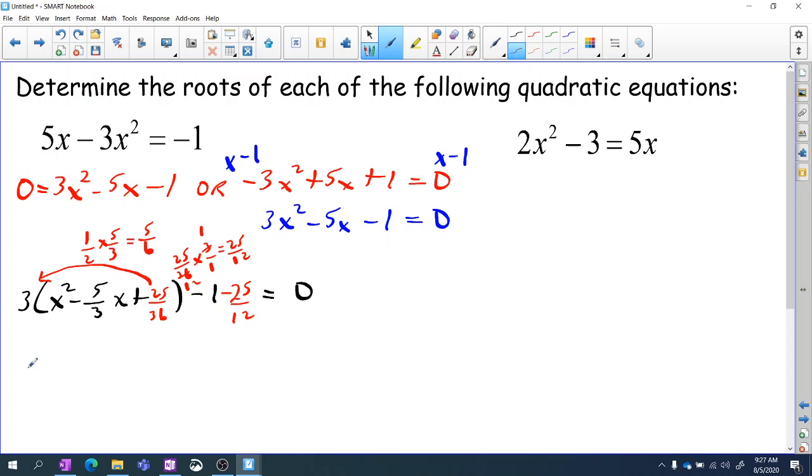Okay, let's see what we've got now. Leave your coefficient, square root of the first, sign of the middle, square root of your third term, in brackets squared. 1 over 1 is 12 over 12. Take away 25 over 12, that's going to give me negative 37 over 12 equals 0.